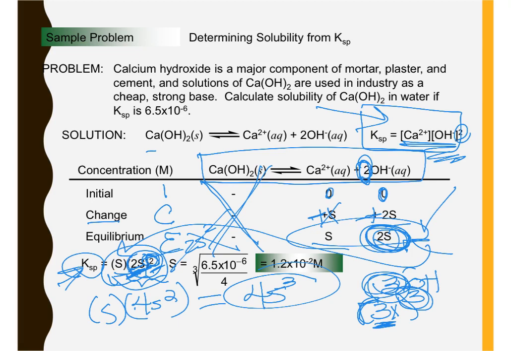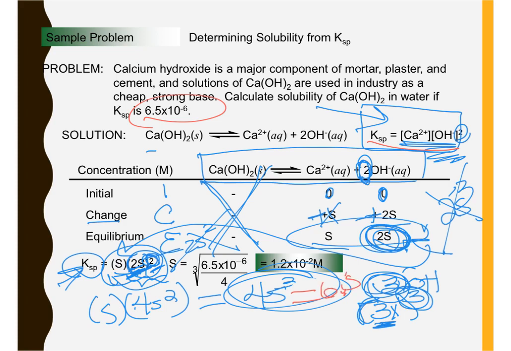If you ever work a problem and you end up with 2s cubed, you have done something wrong. Okay, so 4s cubed, really, really common. So now we set 4s cubed equal to the Ksp value, which they have to give to you. So 4s cubed equals 6.5 times 10 to the minus 6.